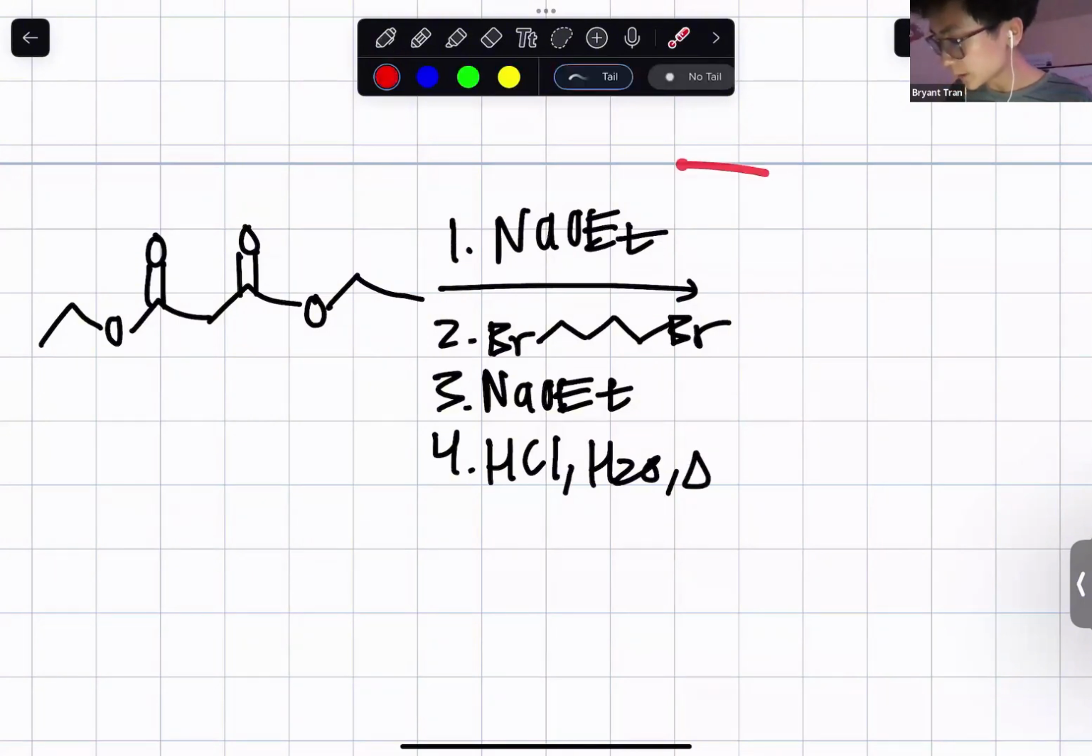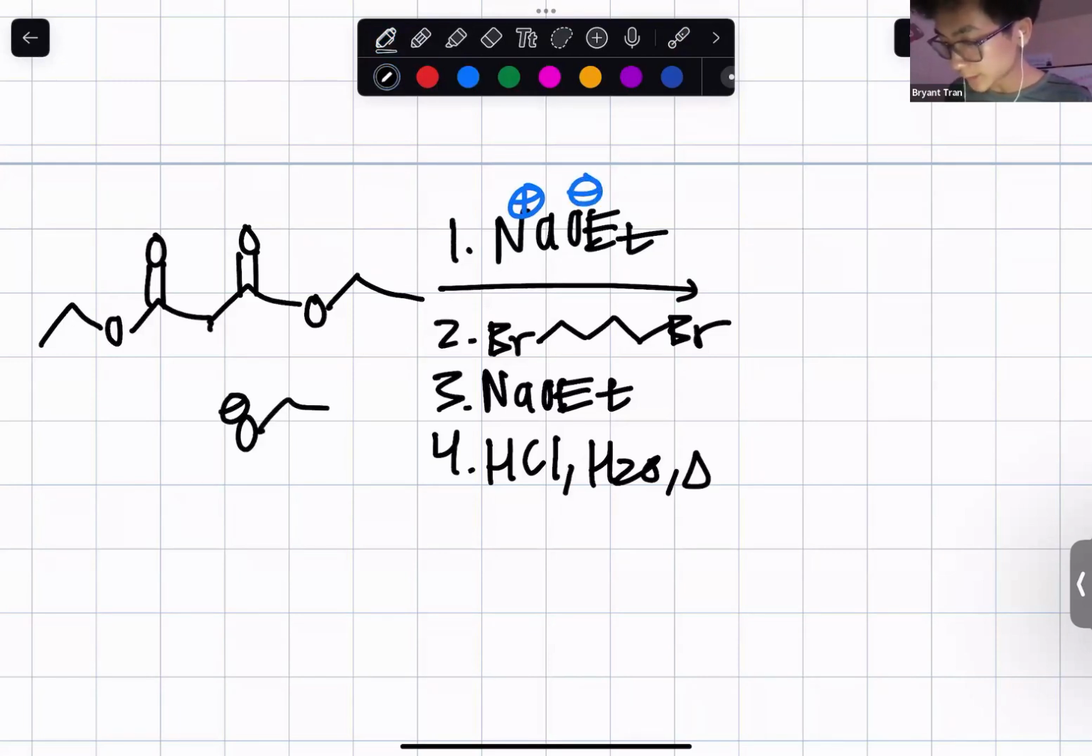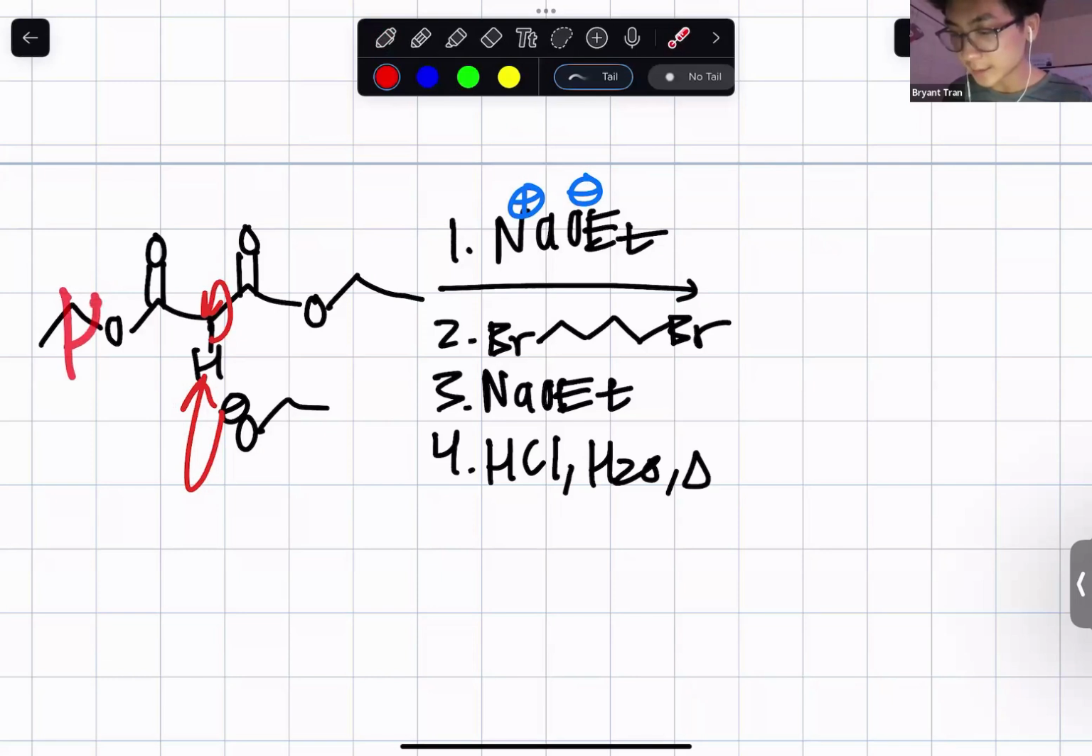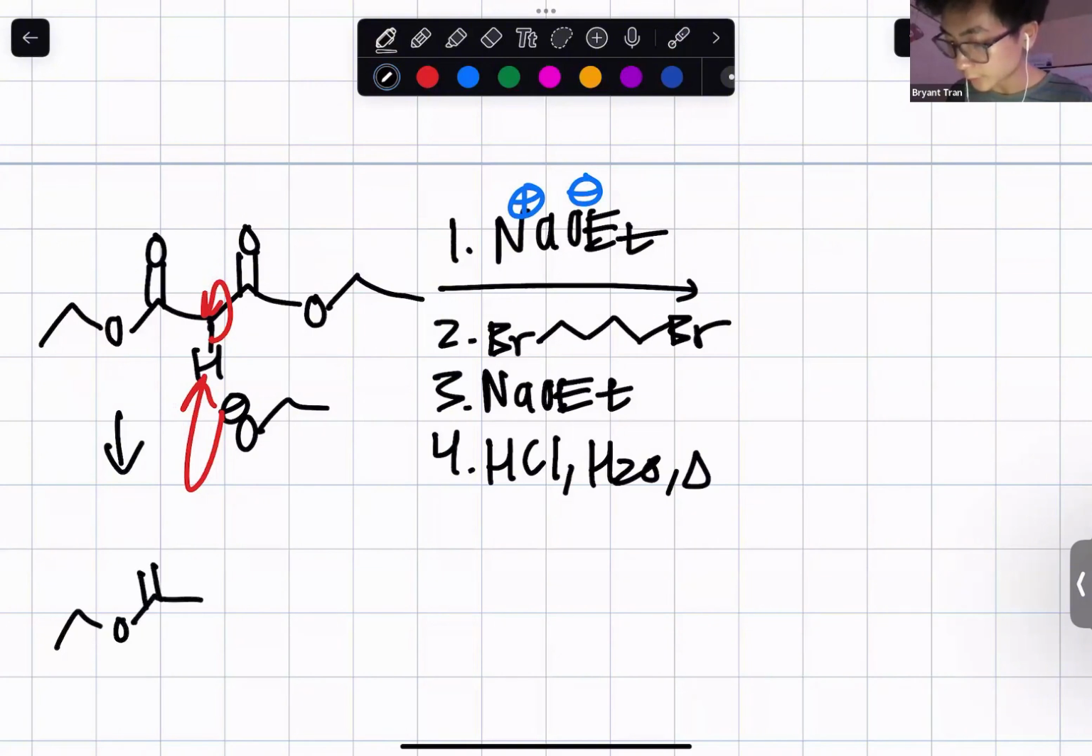Okay, so first up, we got NaOEt. When you see Na, positive charge. Whatever is attached to it, negative charge. So our negative charge here is OEt, ethoxide ion. This is a strong base. That's going to deprotonate the most acidic hydrogen, which is the alpha hydrogen, right? We don't have a carboxylic acid, so we don't have to worry about that. We're going to put a negative charge on the alpha carbon to create our enolate ion, our nucleophile. Right there.